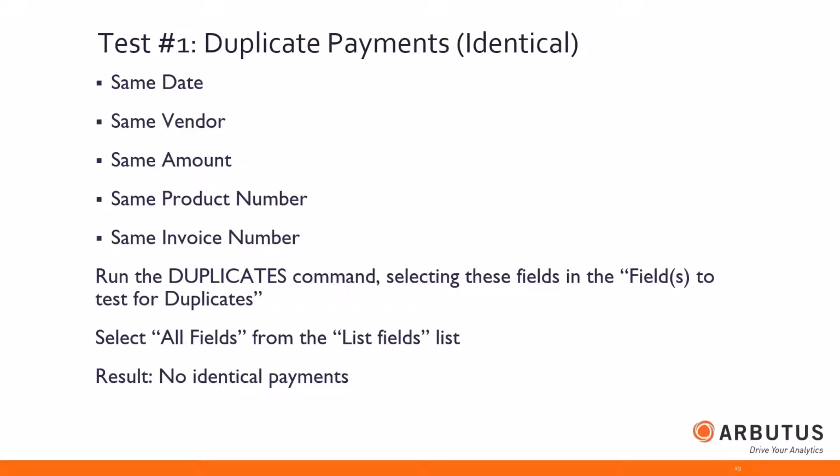So the first one we'll look at is for identical duplicate payments. It's always a good practice to start with looking for exact duplicates. This can narrow down the list of records to be tested for fuzzy duplicates. So in this case, we'll be looking for same date, same vendor, same amount, same product number, and same invoice number.